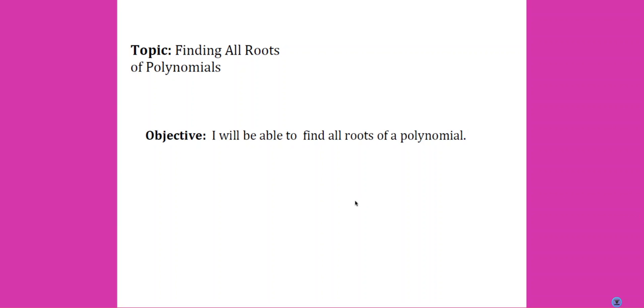Today we're going to be finding all roots of polynomials. Our objective is that we will be able to find all the roots of a polynomial.